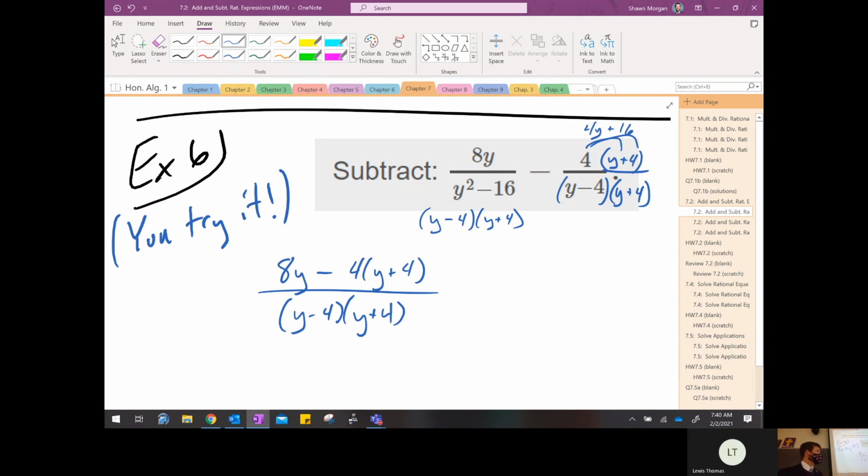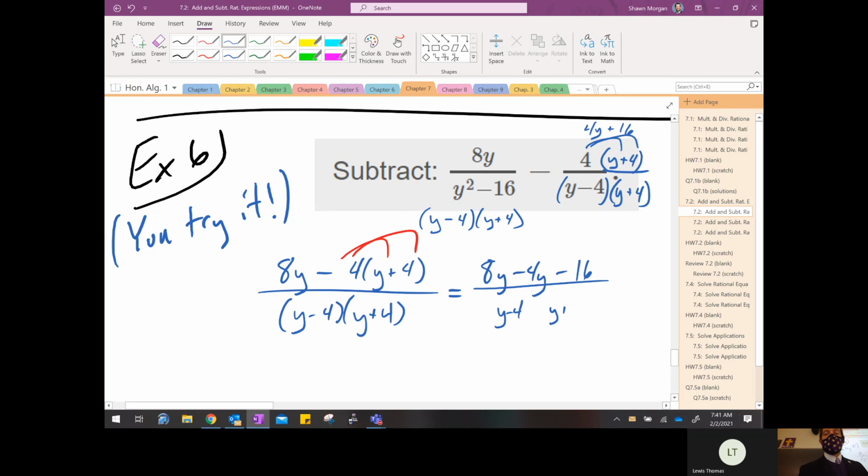The way that I think is a little bit smarter to look at it, watch this. I would recommend just distribute the negative with the 4 and you will not forget. Distribute the negative with the 4 and you won't forget. There's no way I'm going to forget. Now I got 8. Hold on. There we go. We got 8y minus 4y minus 16, all over y minus 4 and y plus 4.